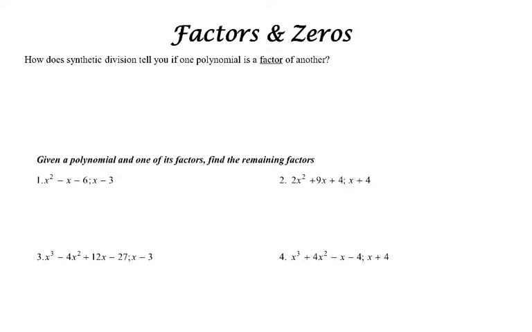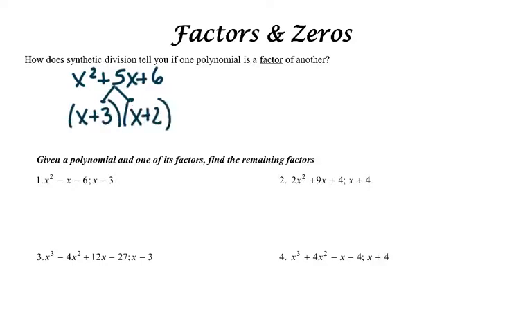Now we are going to factor. Well, you might be like, well, we already factored, right? But what we used to factor was quadratic. So I'm going to do an easy one. X squared plus 5x plus 6 factors into x plus 3, x plus 2, right? We all know this. How does synthetic division tell us if one of these binomials is a factor of the other?